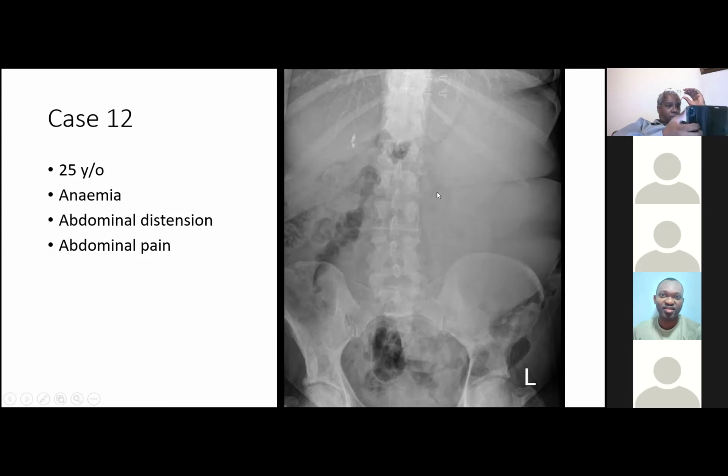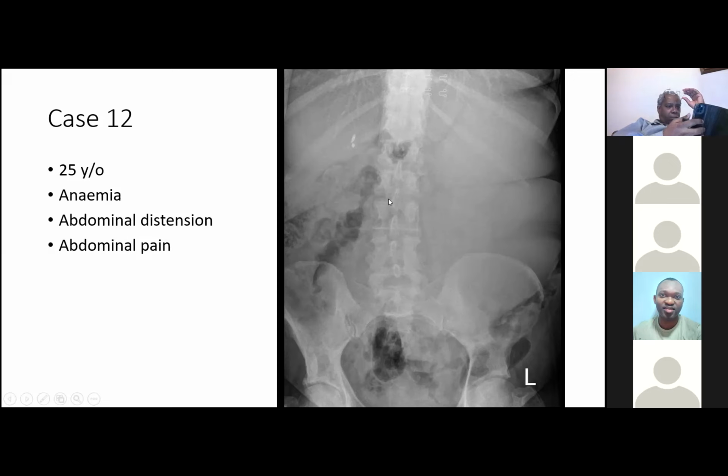But again, this was an inappropriate use of an X-ray, because in a young patient with abdominal pain and distension, your X-ray would not be your first exam. Your choice would be either ultrasound scan or straight to CT, depending on whether there were other features on clinical exam or in the blood results.